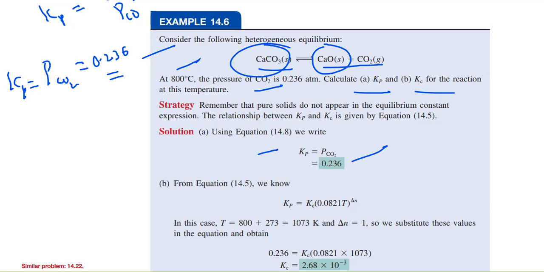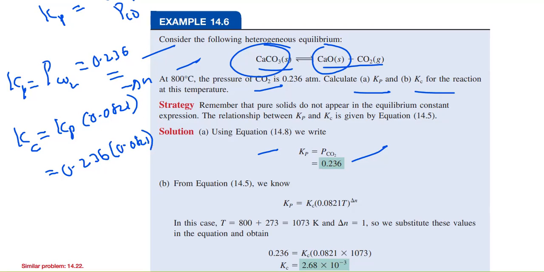And keeping in mind the relation between Kp and Kc, you can find Kc equal to Kp into (RT) whole power minus delta n. The Kp value given in the question, which we have obtained, is 0.236. So 0.236 into 0.0821 into 1073, whole power minus delta n, where the delta n value is 1. That is simplified to get 2.68 into 10 power minus 3.